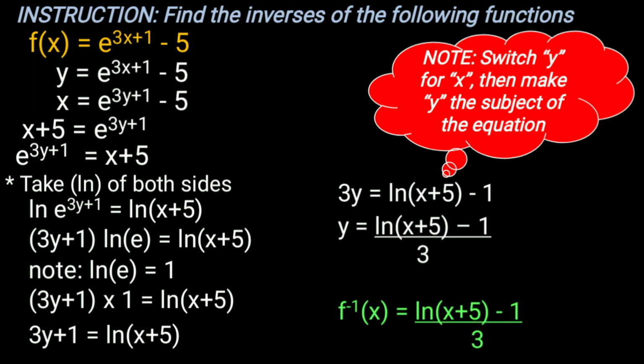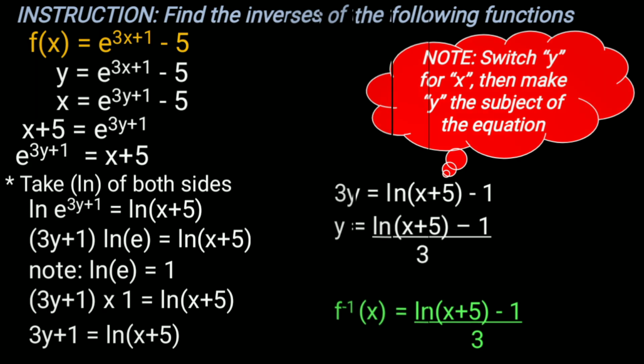But we've got to use the denotation of inverse of function, which is basically the same thing as y there. So the inverse of the given function is ln x plus 5 minus 1 all over 3. That is the answer to the given question. Let's take a look at another example.